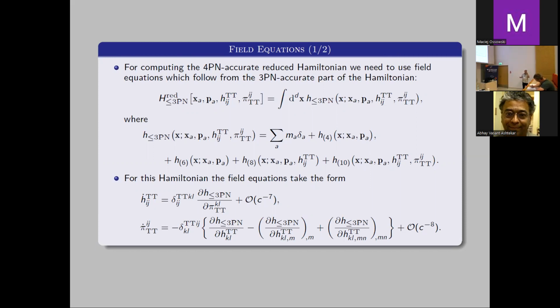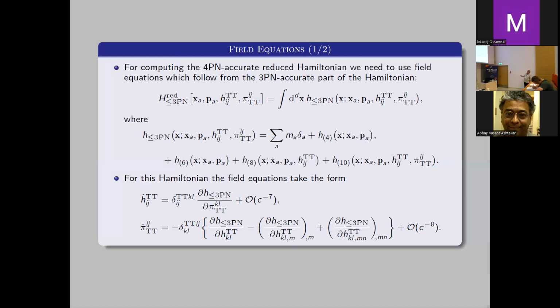Let us look for the field equations of the theory. And in fact, if we are interested in 4PN accurate reduced Hamiltonian, it is enough for computing field equations to consider the 3PN accurate reduced Hamiltonian only. Let us look at its structure. Small h means here the Hamiltonian density. And this Hamiltonian density contains the rest mass contribution, Newtonian contribution, 1PN, 2PN, and 3PN contributions as well.